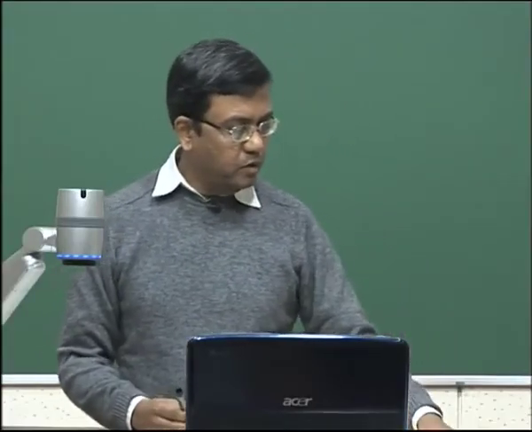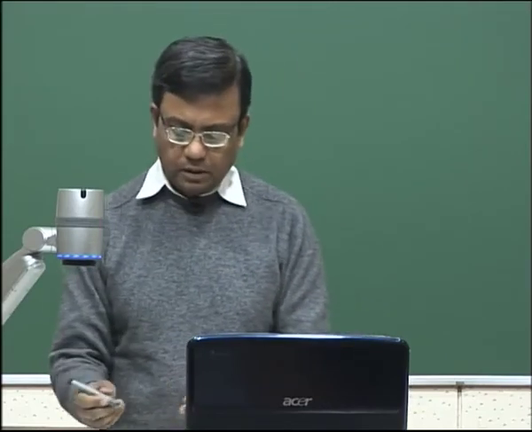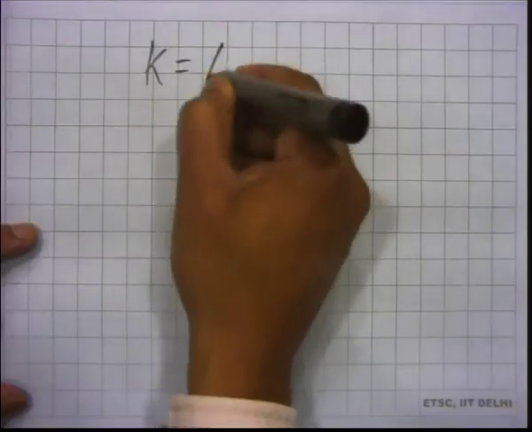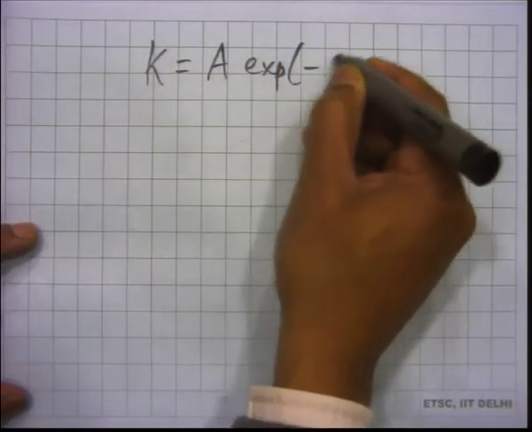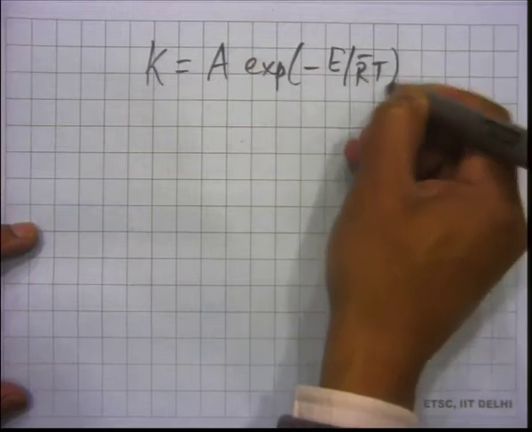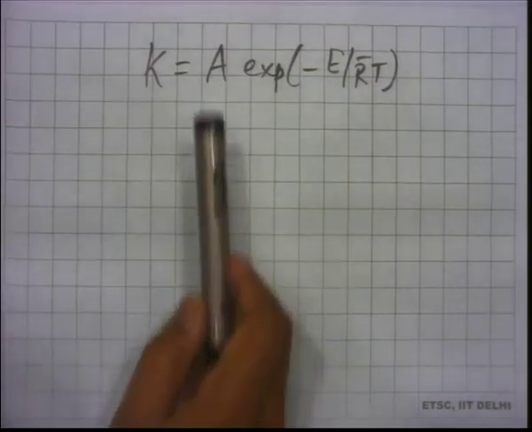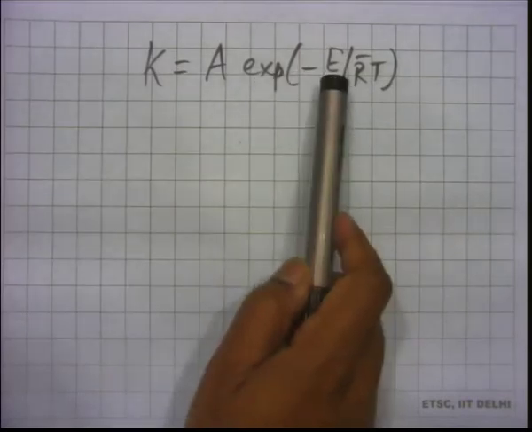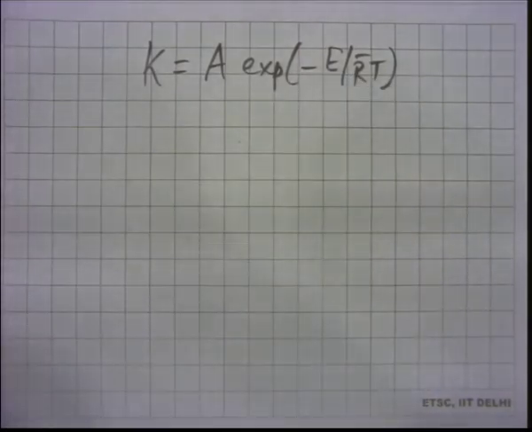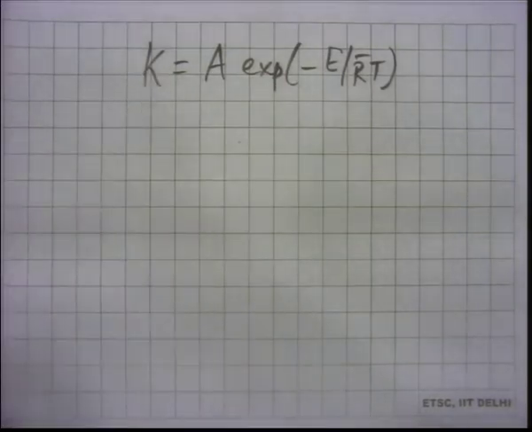Now, before we go further, there is one little thing that I would like to do. We wrote k as A exponential of minus E over R bar T, and this k is the reaction rate constant, A is a pre-exponential factor, then you have exponential of minus E over R bar T, which is the energy factor. Now, this is a reaction rate constant, and it has to be multiplied by a few things to give you the reaction rate, isn't it?